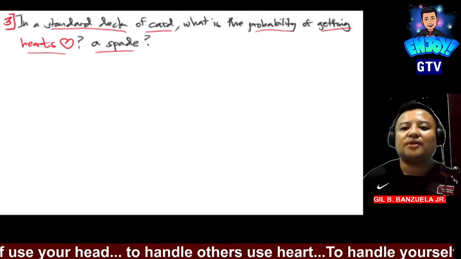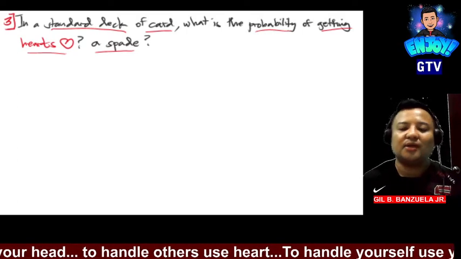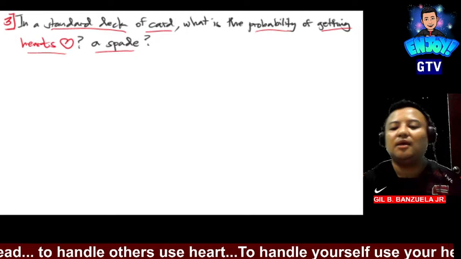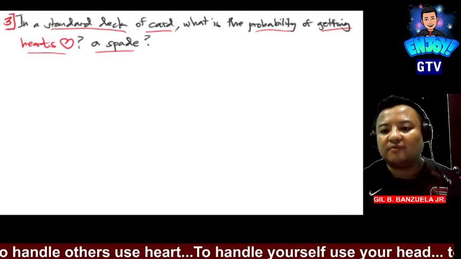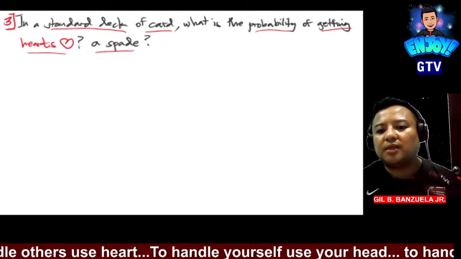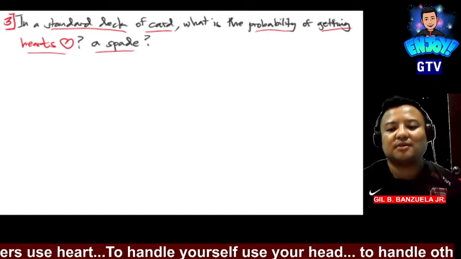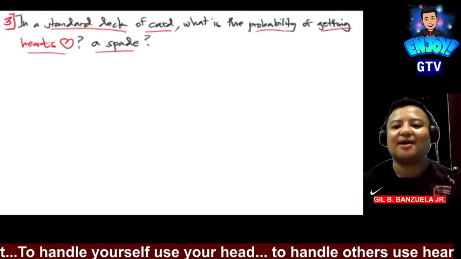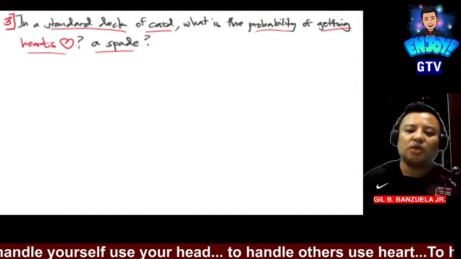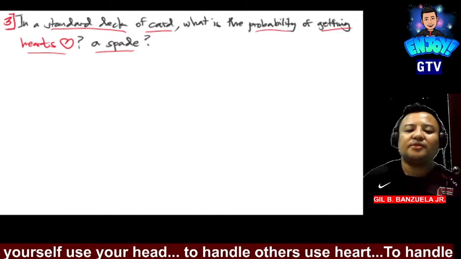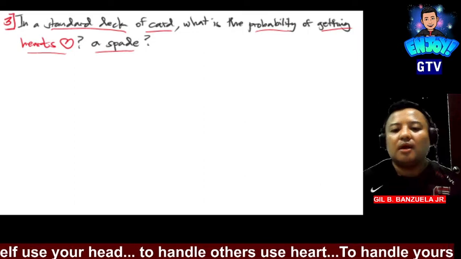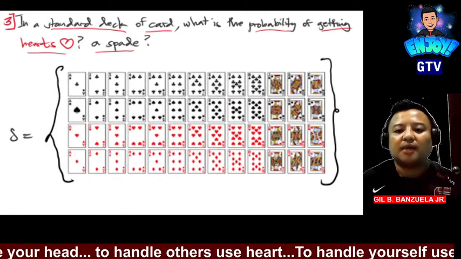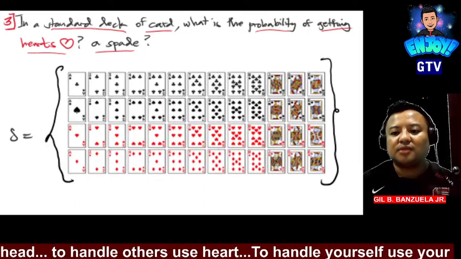In a standard deck of cards. Okay? Standard deck of cards. Just like what we talked about on the event. So what is the probability of getting hearts? Yan. How about the probability of getting a spade? Yan. So again, just like on our first 2 exercises, we have to write all the sample space. And the sample space are here.